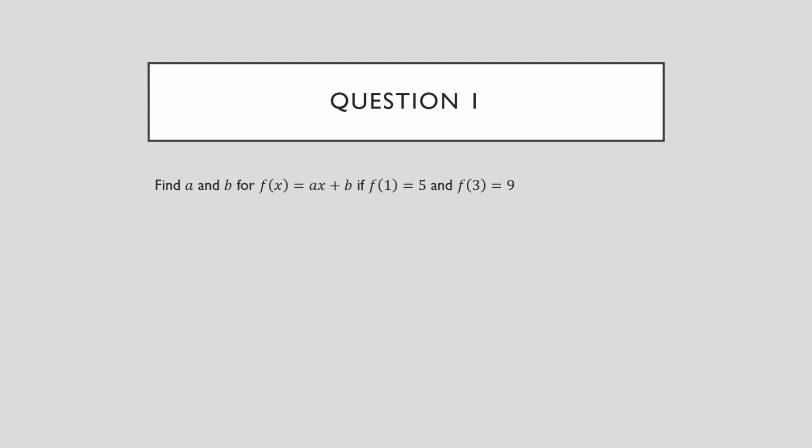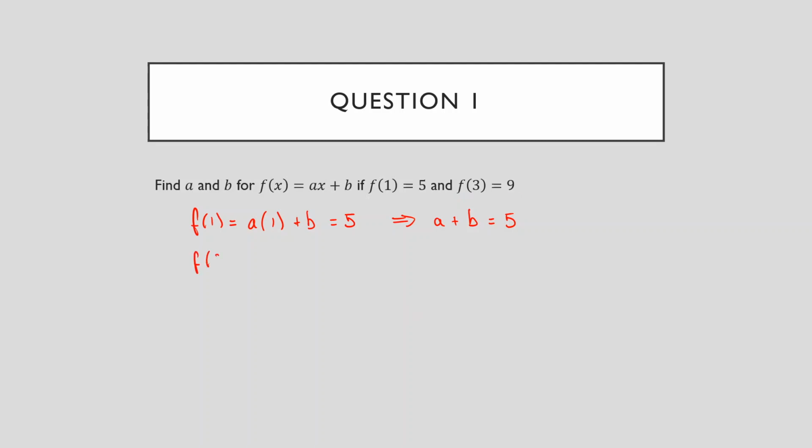According to this, f of 1 equals 5. So if I have f of 1, what I have to do is replace the x with the 1 in our function definition. Replacing the x with a 1 will give us that, and we know that's going to be equal to 5. If I want to clean it up a bit, I can just write it as a plus b equals 5.